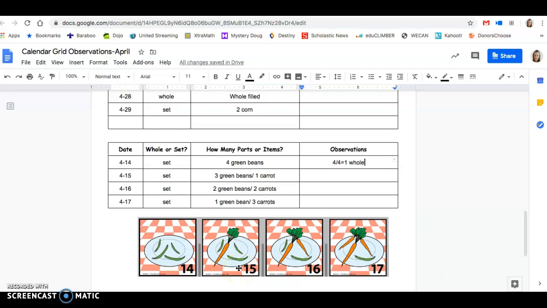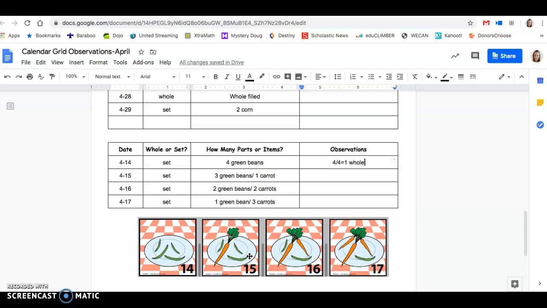And we had noted that in the set we have 3 green beans and 1 carrot. The denominator does not change, but the numerator can change based on what we are thinking about in the set. So this time, for this picture, I'm going to write a fraction for the carrots that I see on the plate.